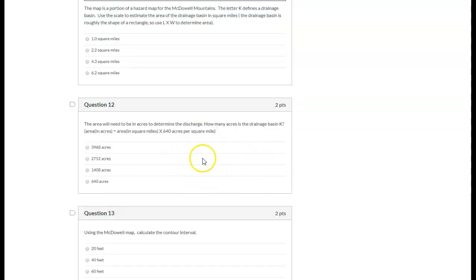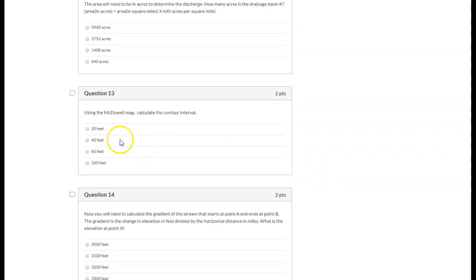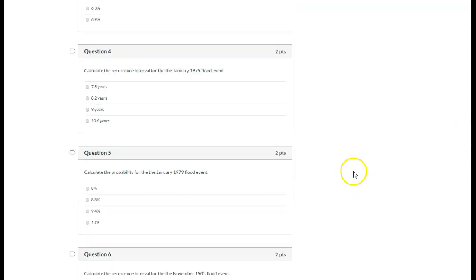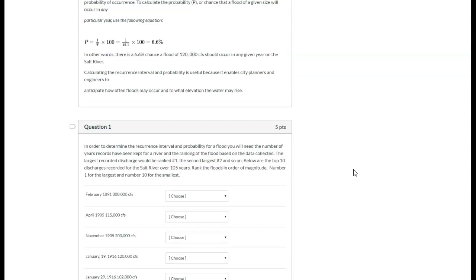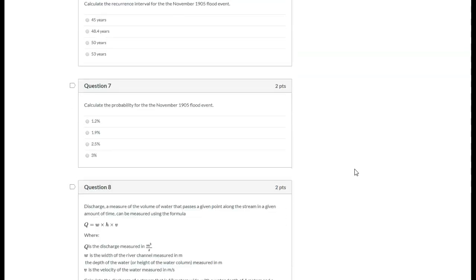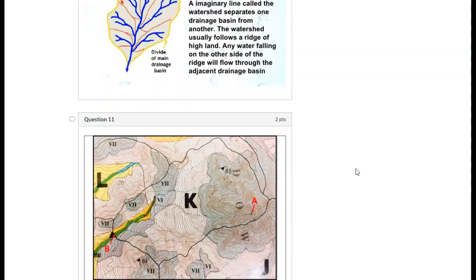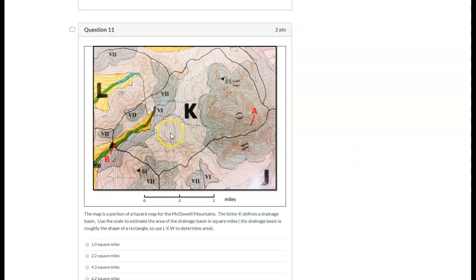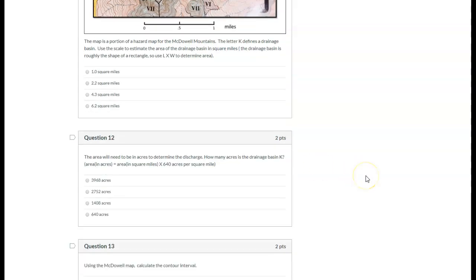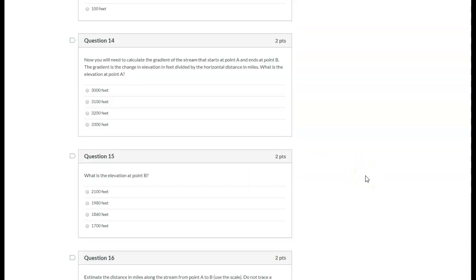We just need to convert that to acres so that we can use that information later on. You're also going to look at the map and figure out the contour interval. So remember, all that is to look at my map here. And remember, these values tell you the elevation. I want to know what each and every line represents here, so you can calculate the contour interval.